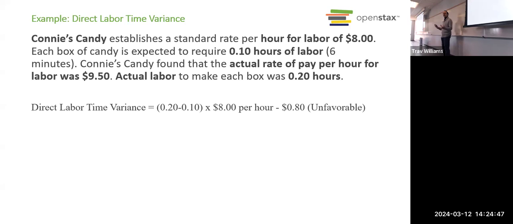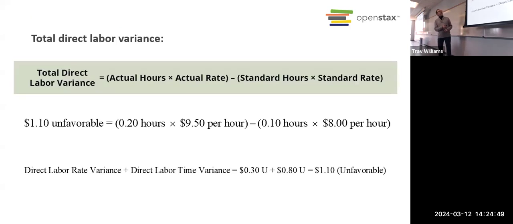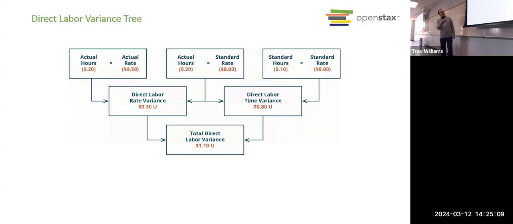But really, it's the same concept, right? Total works the same way. You could use the longer form version, or you could just take your rate variance plus your quantity variance, add them together. Just like before. And then again, you can see the relationships here. This box minus this box gives you your rate variance. This box minus this box gives you your time variance. Combine them, you get your total variance.